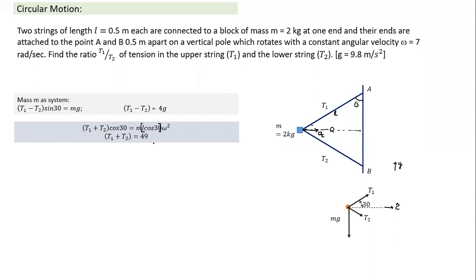Whichever way, we can easily find the number. So the ratio comes out: T1 plus T2 divided by T1 minus T2 is 49 divided by 4g, which comes equal to 5 by 4. Okay, so I'll stop here.